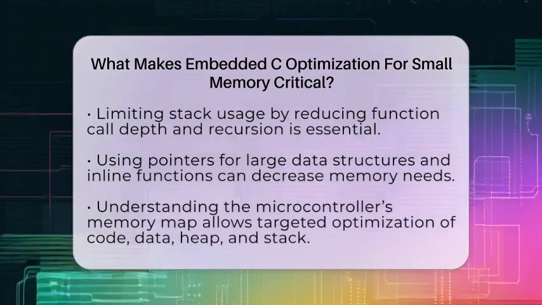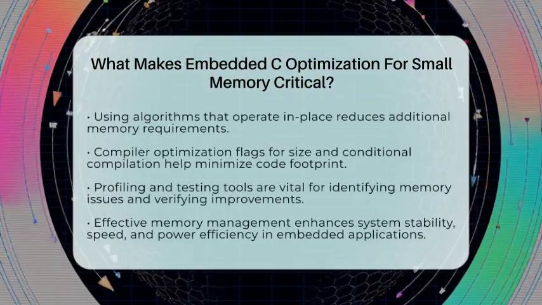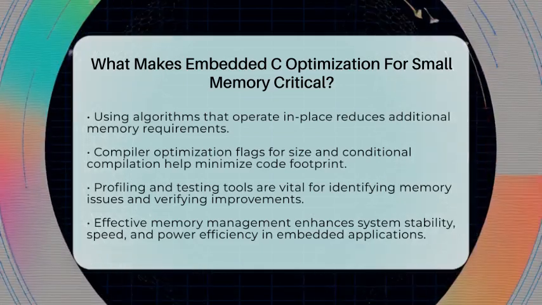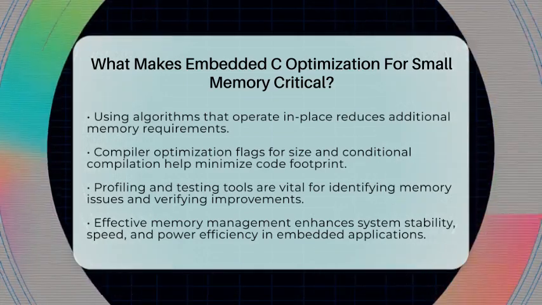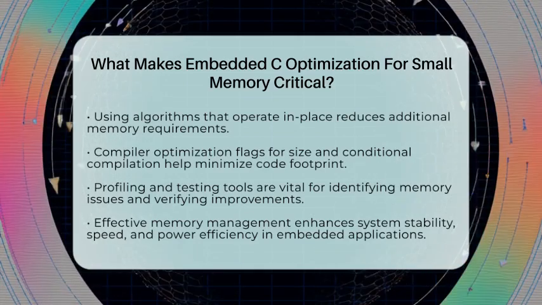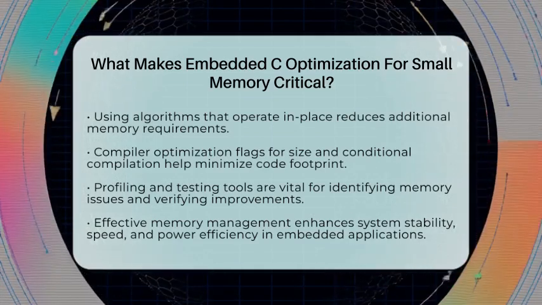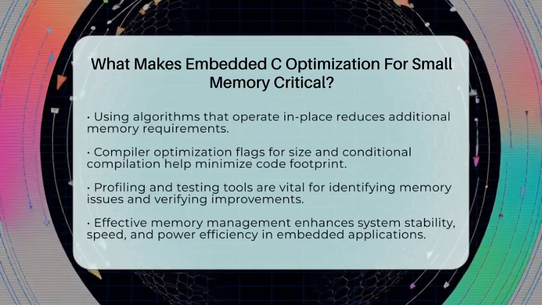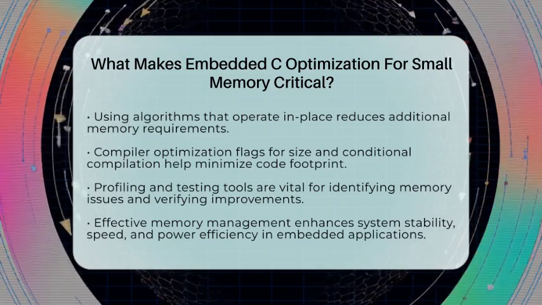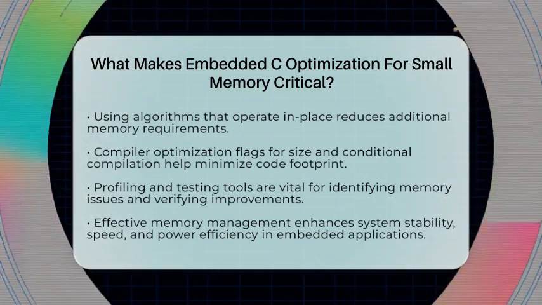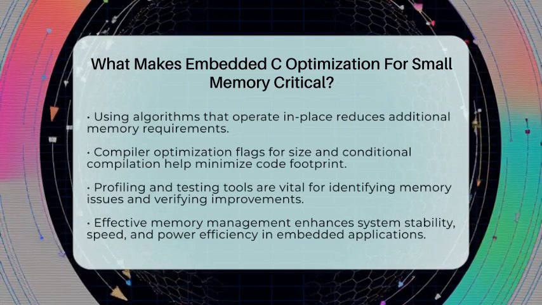Enable compiler flags that optimize for size. Use conditional compilation to include only necessary code for your application. These small changes can significantly reduce your memory footprint. Finally, testing and profiling tools are your friends. They help identify memory bottlenecks and verify that your optimizations work under real conditions. By constantly checking your code's memory use, you can make sure your embedded system runs smoothly.